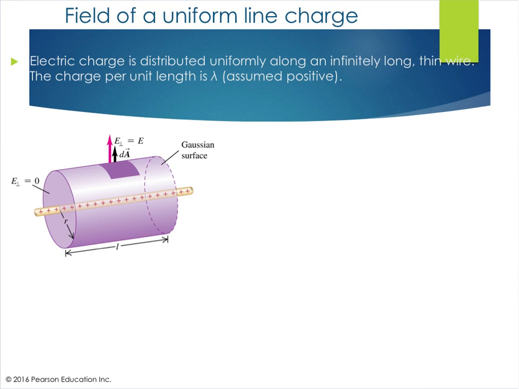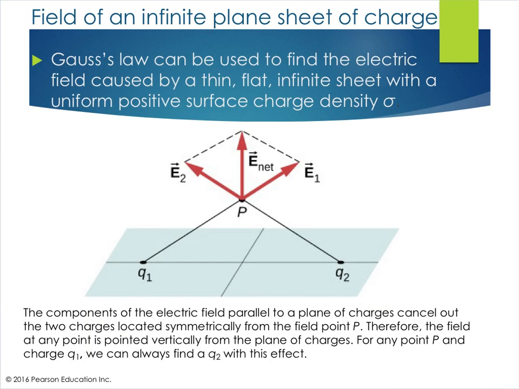Okay. So we did that. Now, the other thing that we wanted to look at is a sheet of charge. In this case, we're spreading the charge over an area, so we use this letter sigma, which represents charge per unit area. Now, one of the things that we want to see is, what is the direction of the electric field in this situation?